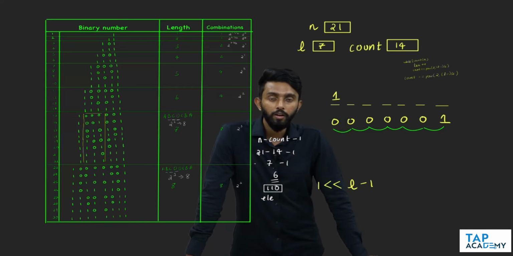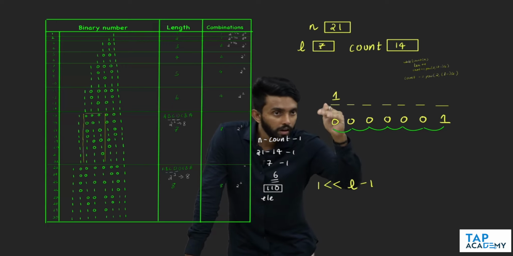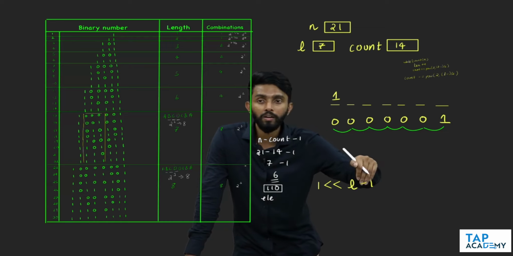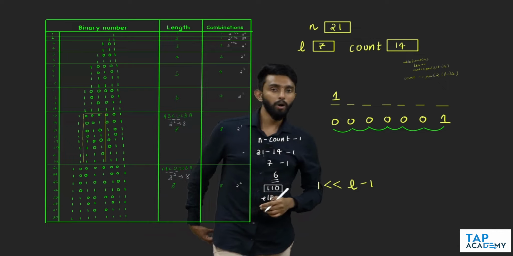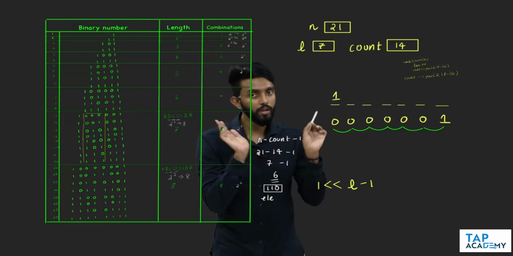Would everyone agree? Now that you know the length, easily you can set the first bit as 1 by taking 1 and performing left shift operation L minus 1 times. 7 minus 1 is 6, and here 6 operations should happen. So, how to do this, you understood? How to set this, you understood? Great, you have set it.